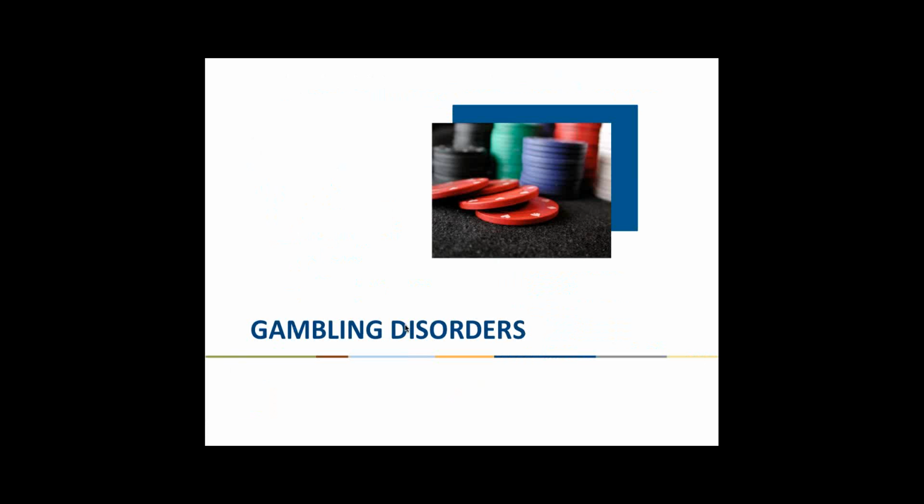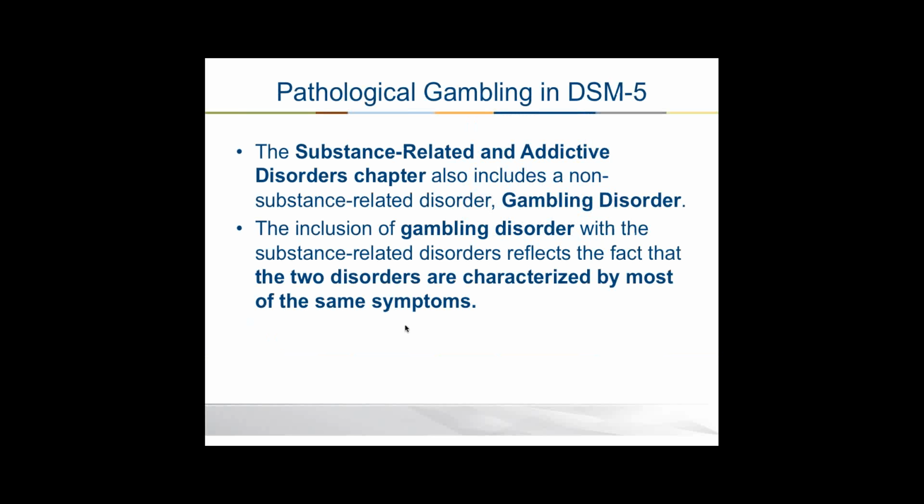Now, I've indicated that there are 10 substance use disorders. One of the big changes in DSM-5 has been the addition of a non-substance use disorder, gambling disorder. And so the gambling disorder is now included with the substance-related disorders. Now, why is that? That would seem to be counterindicated in terms of tradition. But the fact is that gambling disorder and alcohol use disorder and many of the other substance use disorders share many of the same symptoms.